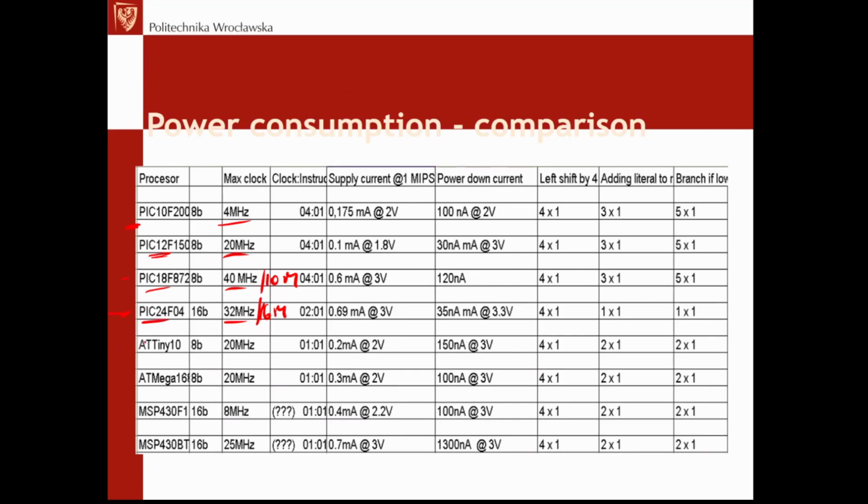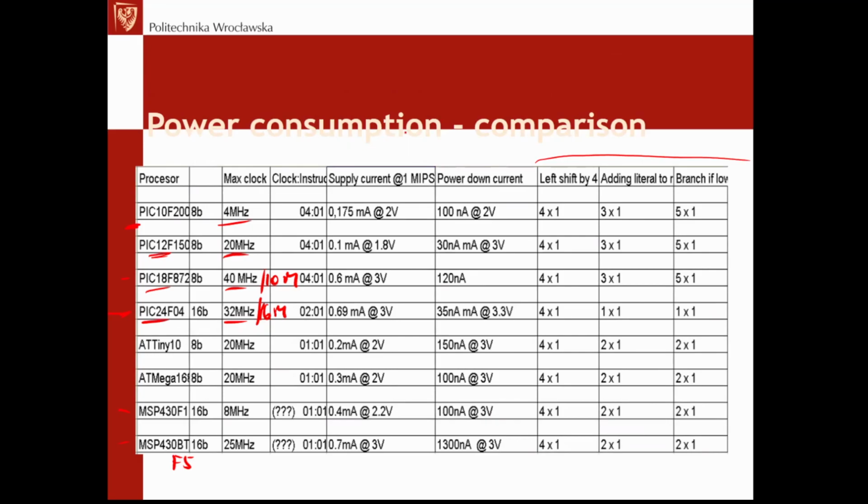To this, I added the tiny ATmega, so the very basic 20 megahertz versions of Atmel, and the 16-bit low power MSP430, version F1, and this is version 5. So the low end 16-bit and the high end, if we can call it 16-bit, clocked at 25 megahertz. And for comparison, I chose a few basic instructions. Some of them are shown in the table, some of them are off the table, giving us some artificial program I prepared.